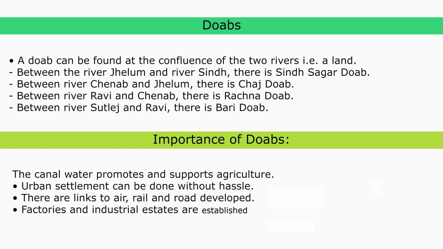Another importance of doab is that factories and industrial estates can be established there. These places are suitable for the development of industries and factories. Moreover, business markets and storage of raw materials of agriculture are provided. So these are the important features of doabs. So this is your lesson for today.